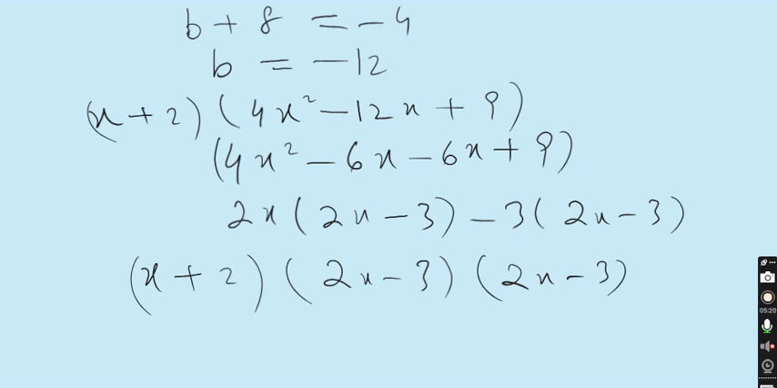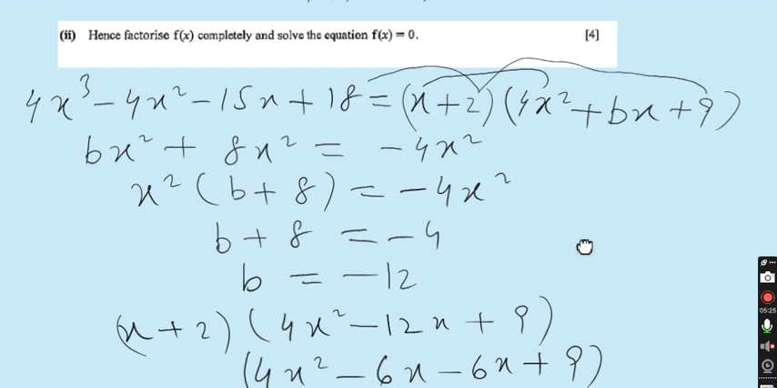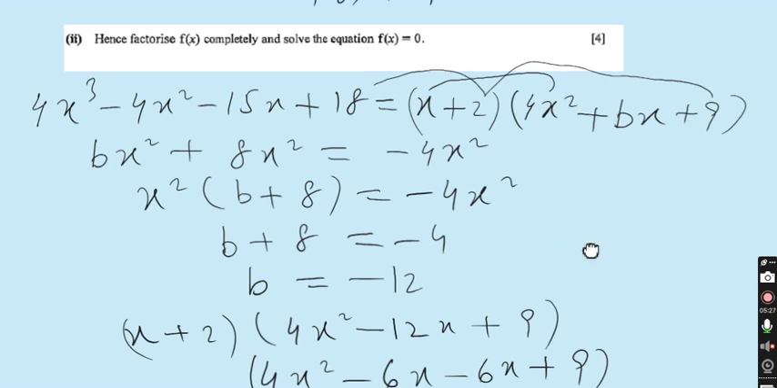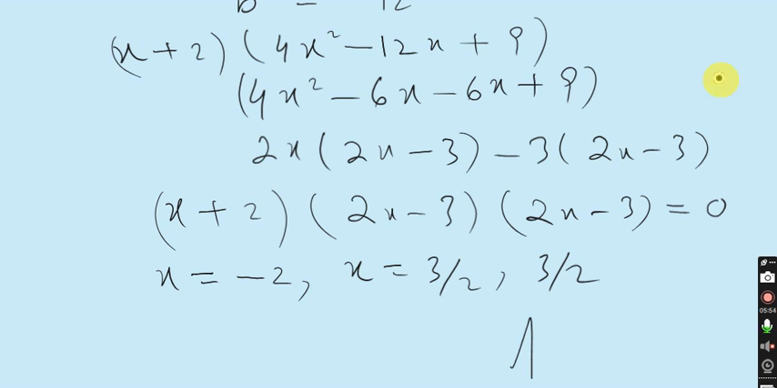This is the answer of the first part of part 2: hence factorize f(x) completely. The rest of the part is to solve the equation f(x) is equal to 0. So just write these three factors equal to 0. We will get x is equal to negative 2. 2x minus 3 is equal to 0 gives x is equal to 3 upon 2, and the third one is also 3 upon 2. So repeated root.